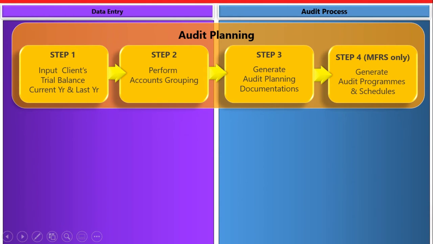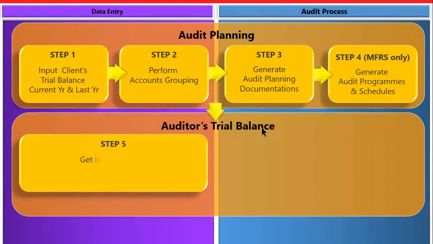So now, what is the next one? Once we have done step 4, that means audit planning is completed. So we can move on to the next stage: auditor trial balance. We will start from get balance from planning module. This is the easiest step, and how we are going to do it is this.